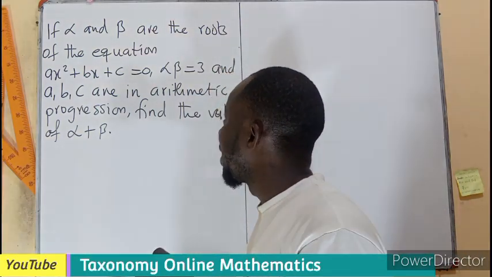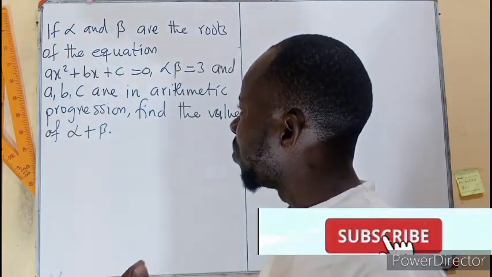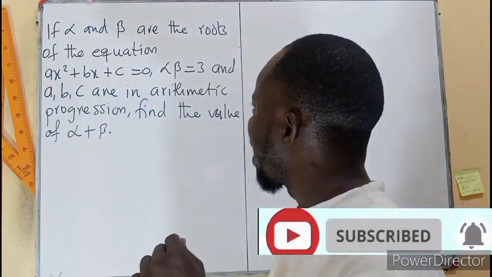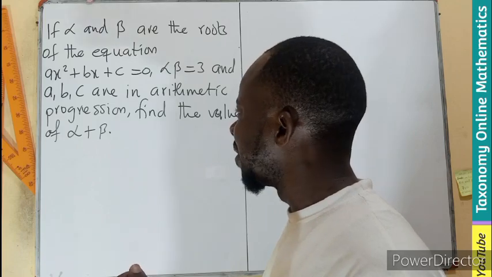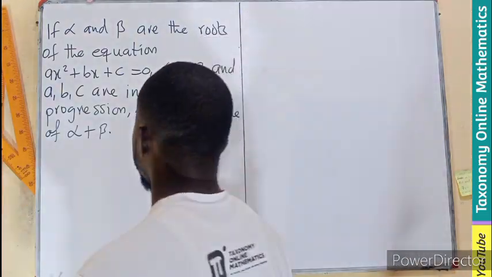This is a quadratic equation. If alpha and beta are the roots of the equation ax squared plus bx plus c equals 0, where alpha times beta is 3 and a, b, c are in arithmetic progression, we have to find the value of what? Alpha plus beta.